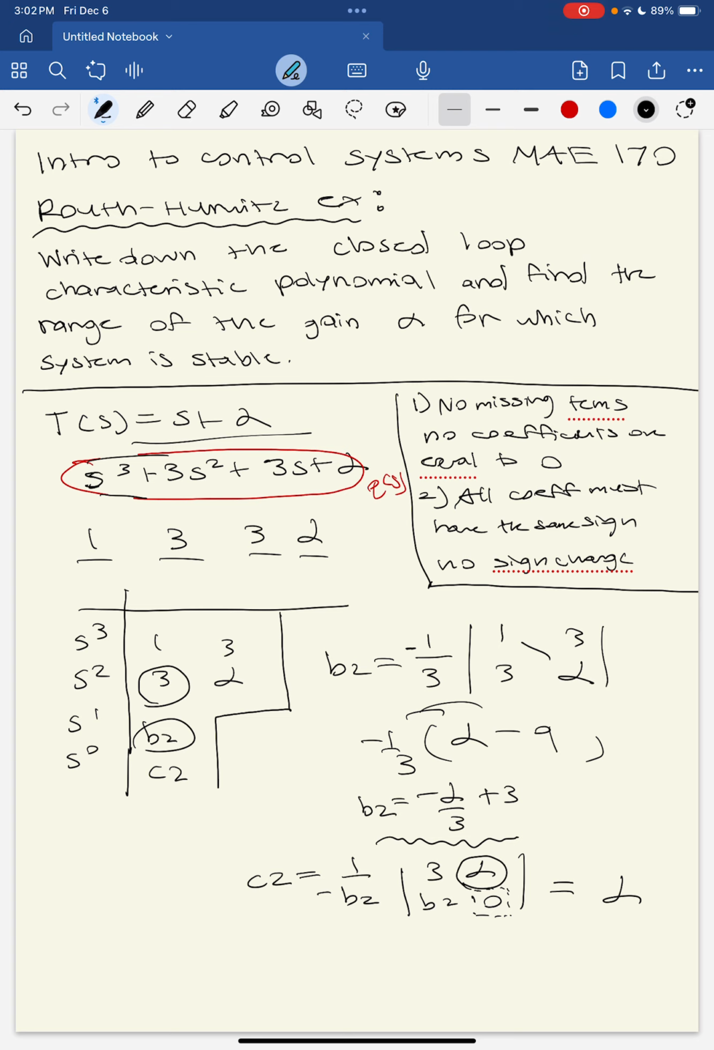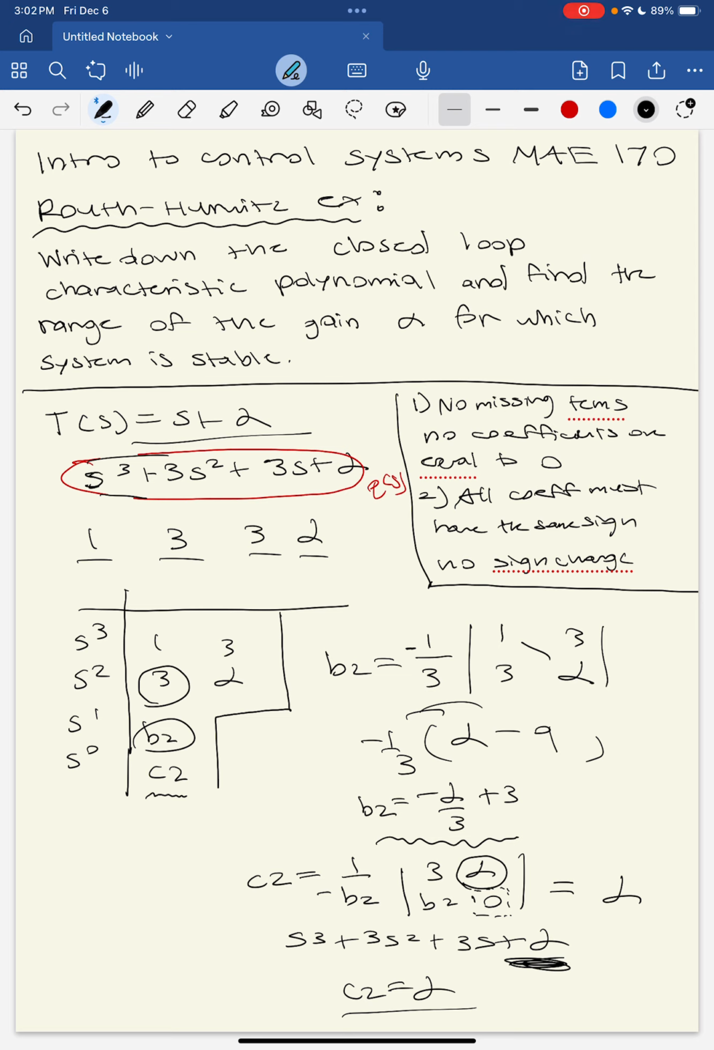Or another trick, without even having to do the matrix, is just looking at your characteristic polynomial. If you just look at the last term of your characteristic polynomial, that's always going to equal whatever you have here, the very, very last one. So that's how you can also get it. C2 equals alpha. So now let's go ahead and use this criteria to find the gain, right?